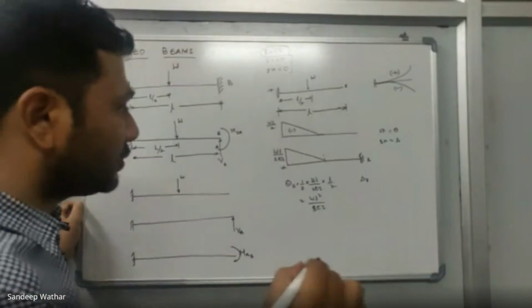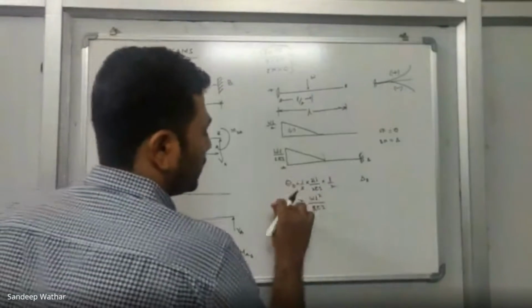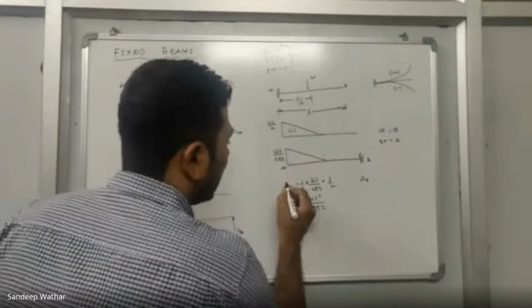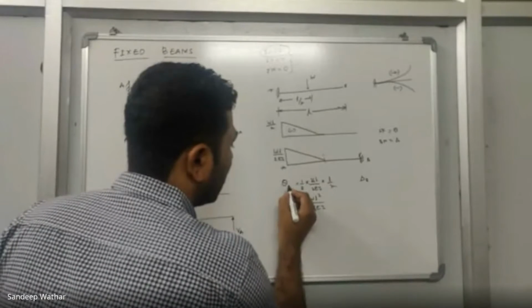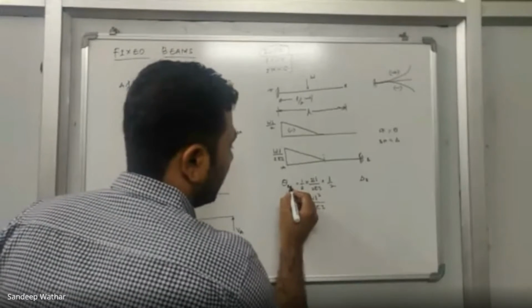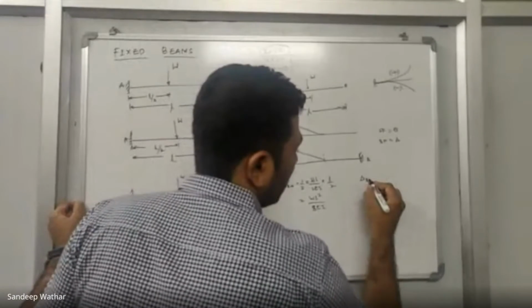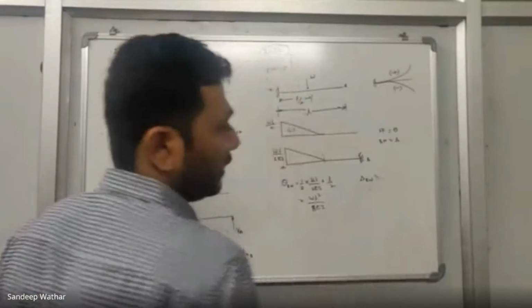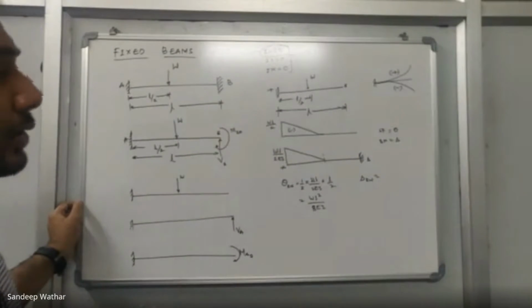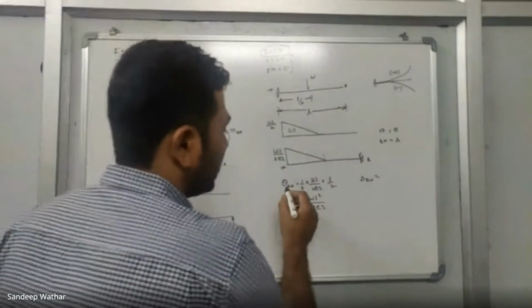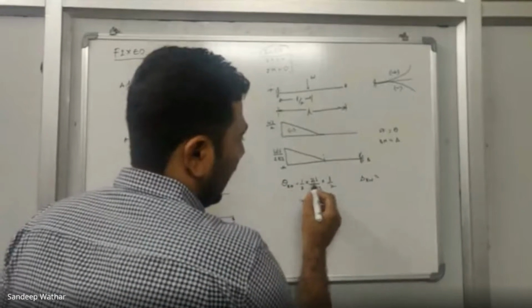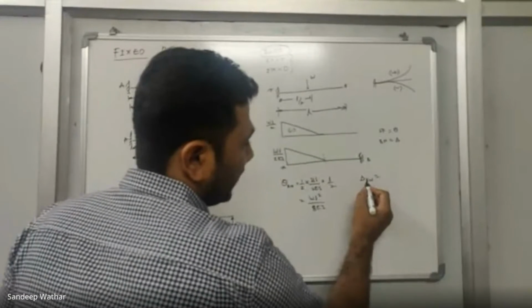There is one small change that I'll make with respect to this nomenclature. I'll call this theta B suffix W. The same I'll do here also, delta BW. Okay, so I have understood this. I calculated theta B, and I'll now calculate the deflection at B.